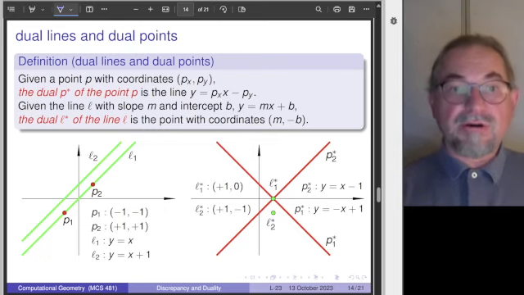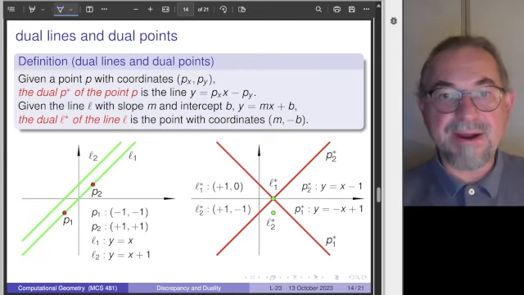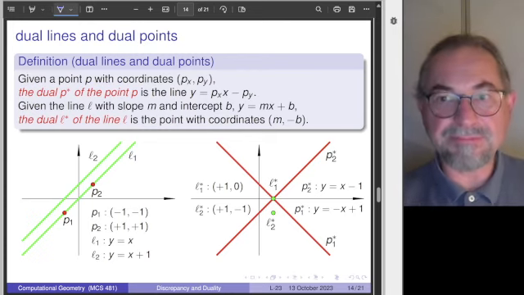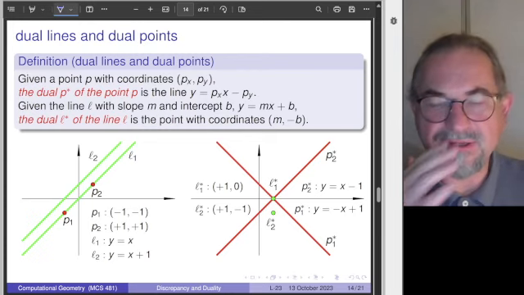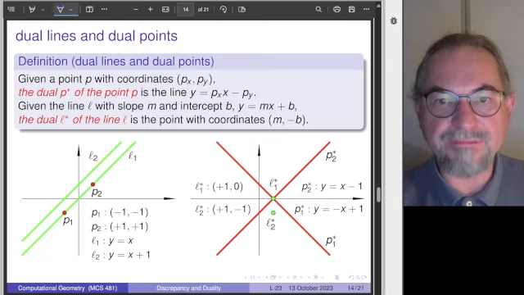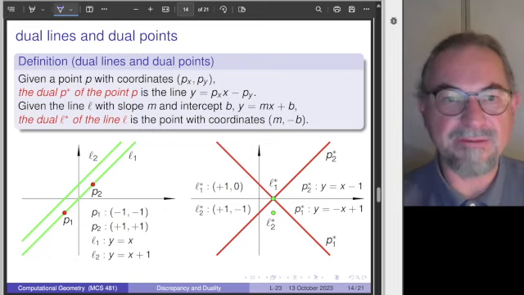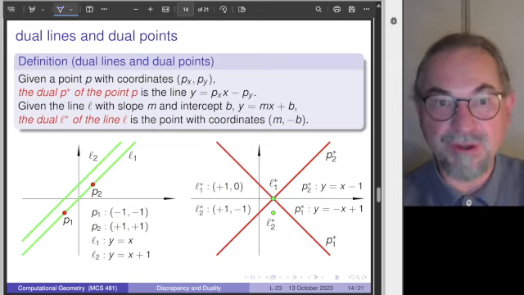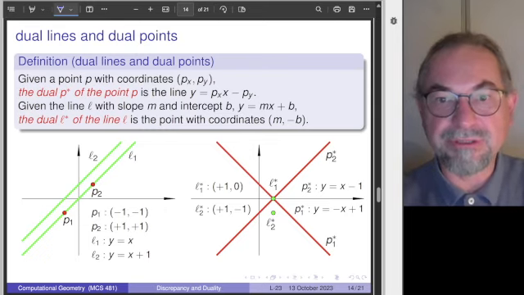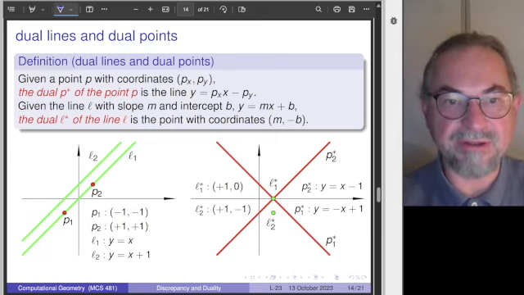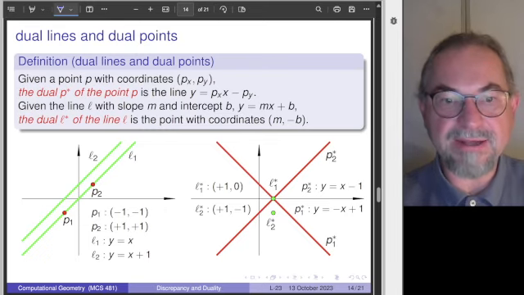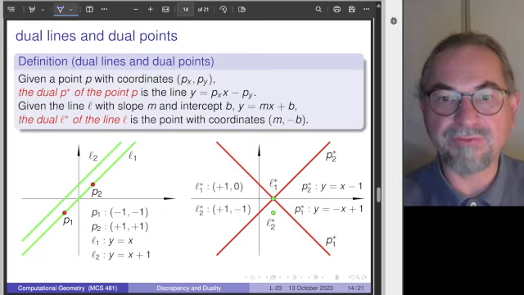Now, what are the duals of the lines? We read this actually backwards. So we have lines with slope and intercept. Don't think about vertical lines at this point. We have lines defined by a slope m and an intercept b, also two numbers. With that, we correspond the point with coordinates m and minus b. So you can see that this line is y equals x, so no intercept. That's why there is no height in the coordinates of the dual of this line.